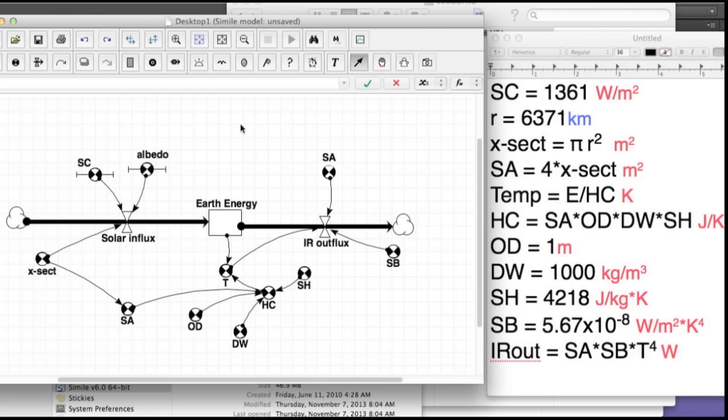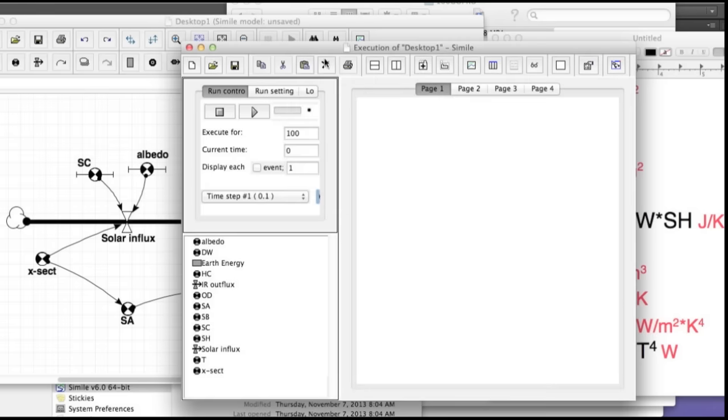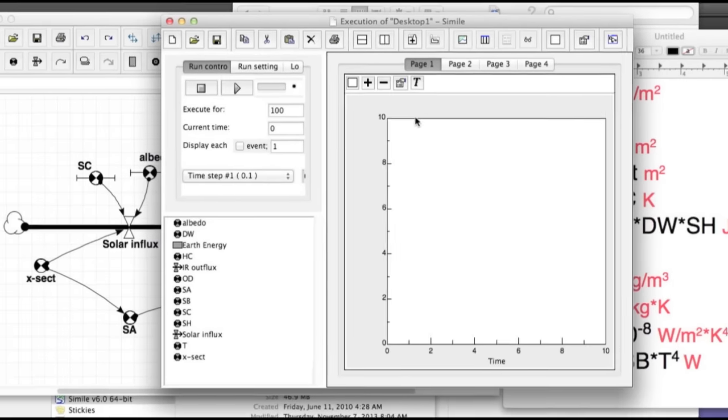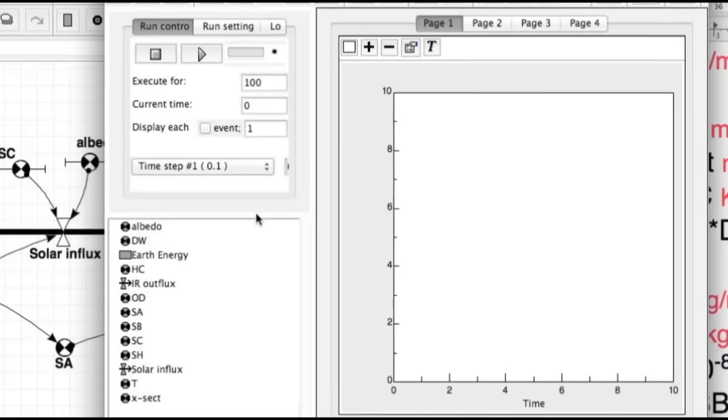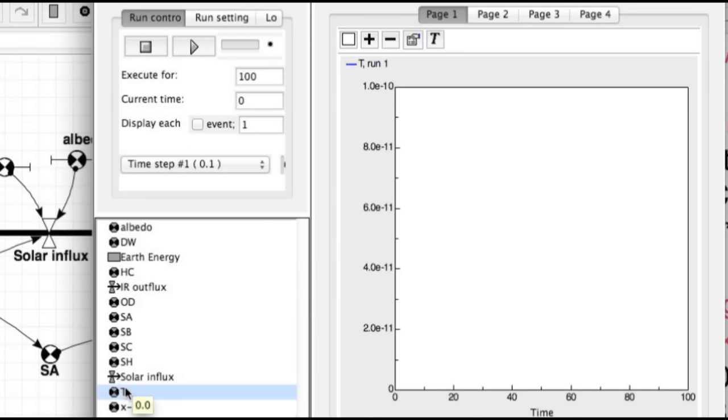Alright, so that looks like a complete model that we can now say, without an atmosphere, what would be the temperature of a planet like Earth? Like Earth, right? So we get our run dialog box up and running. There it is. And we're going to put in a plotter as before. And the plotter is going to plot temperature. So I put in T for temperature.